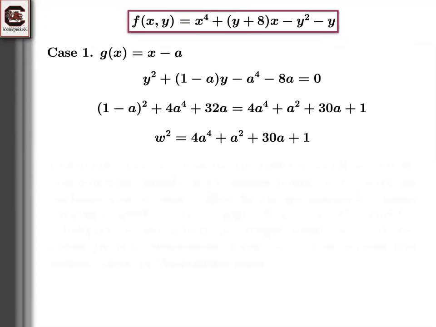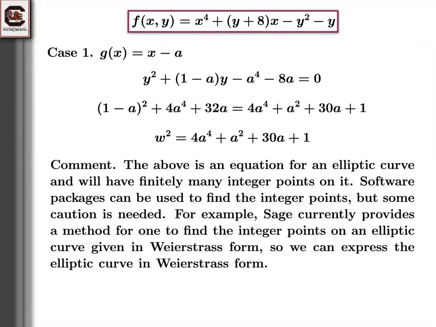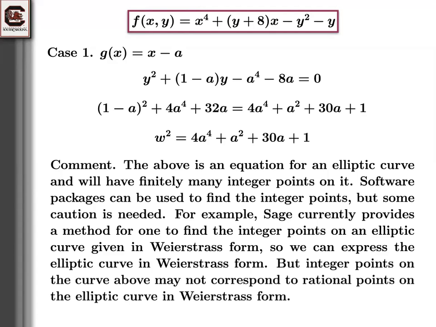So this is a form for an elliptic curve, and you can rewrite it in Weierstrass form, and we can find the integer points on this curve. But you have to be a little bit careful, and the reason is if I want to get these integer points again, like I use Sage to do this at some point, you need to write it in Weierstrass form, and the catch here is that integer points for this curve don't correspond to integer points on our Weierstrass form when we write it in Weierstrass form.